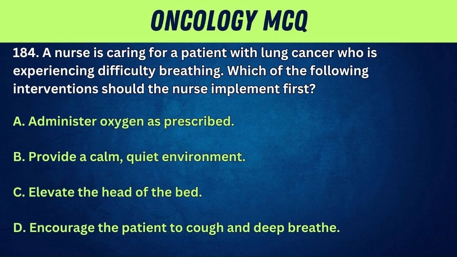184. A nurse is caring for a patient with lung cancer who is experiencing difficulty breathing. Which of the following interventions should the nurse implement first? A. Administer oxygen as prescribed.